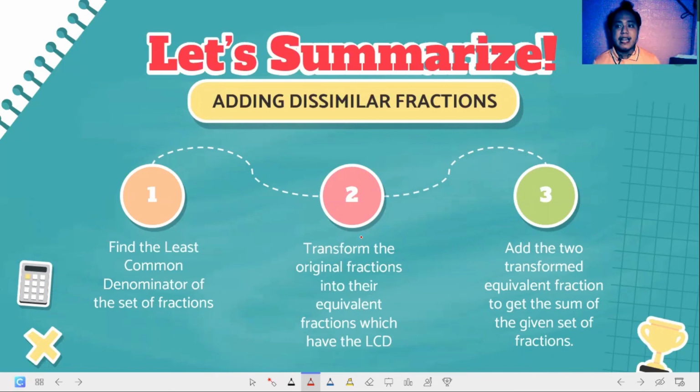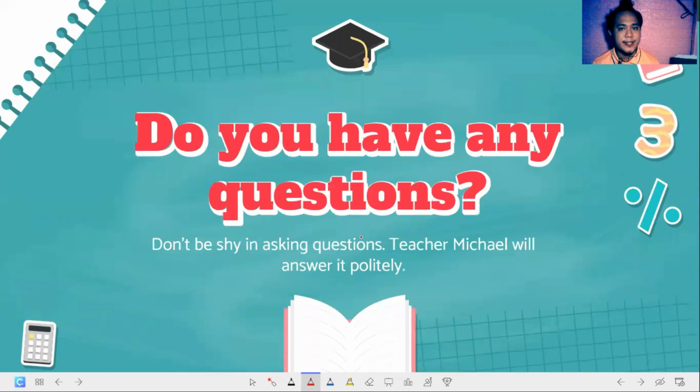Then there you have it. We can now add dissimilar fractions. Do you have any questions?